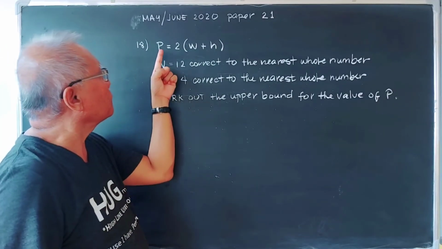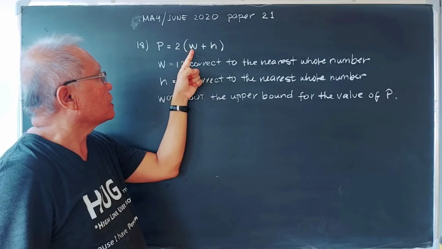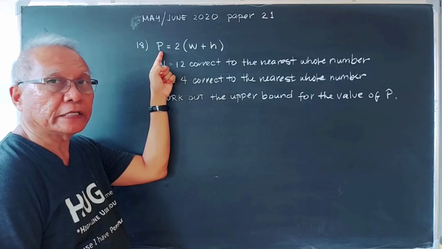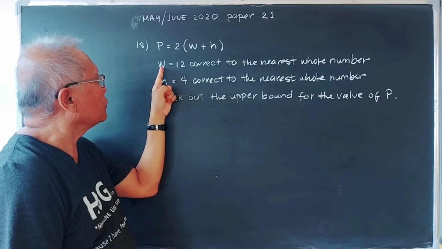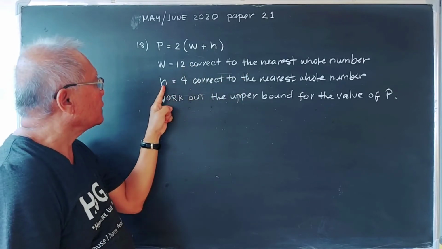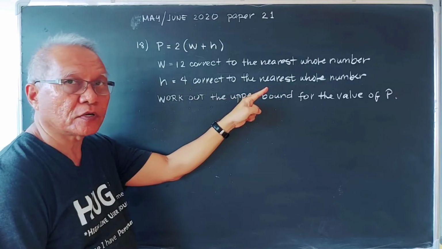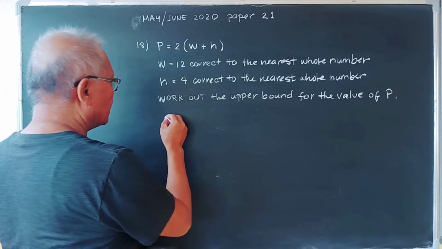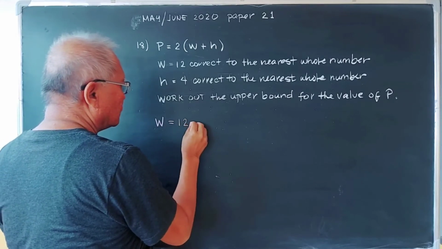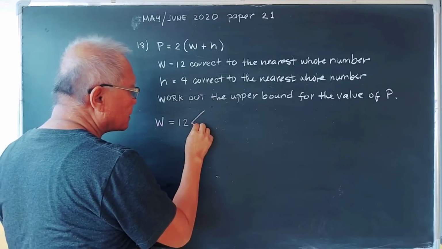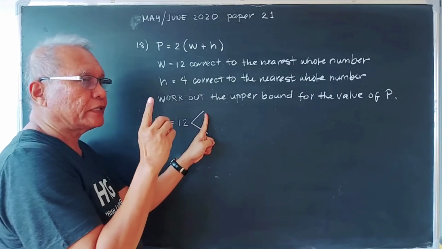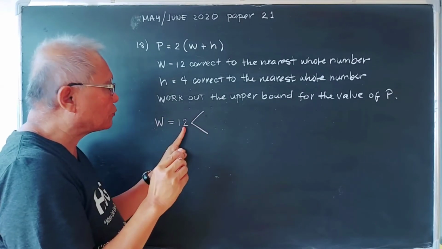Number 18, we have P is equal to 2 times W plus H. Work out the upper bound for the value of P. Given the width is equal to 12, correct to the nearest whole number, and the height is 4, correct to the nearest whole number also. So for the width, which is 12, we will get the upper bound, and let's get also the lower bound. To get the upper bound, 1 divided by 2 is 0.5.